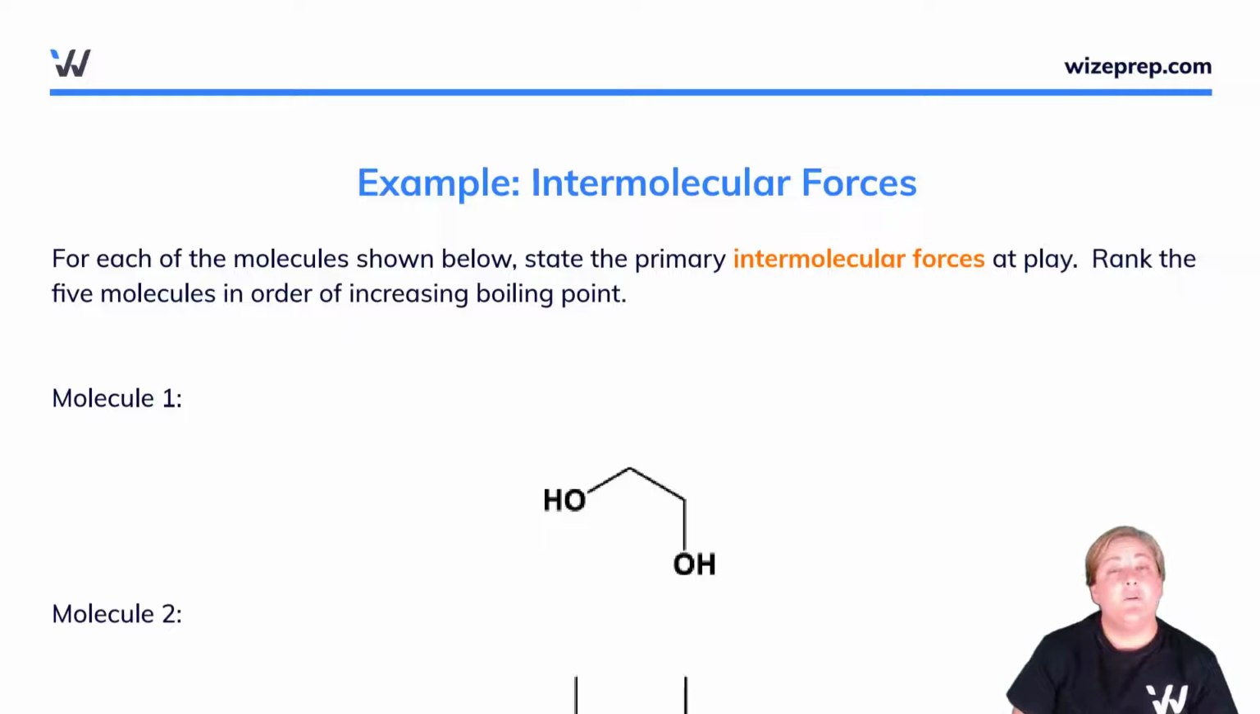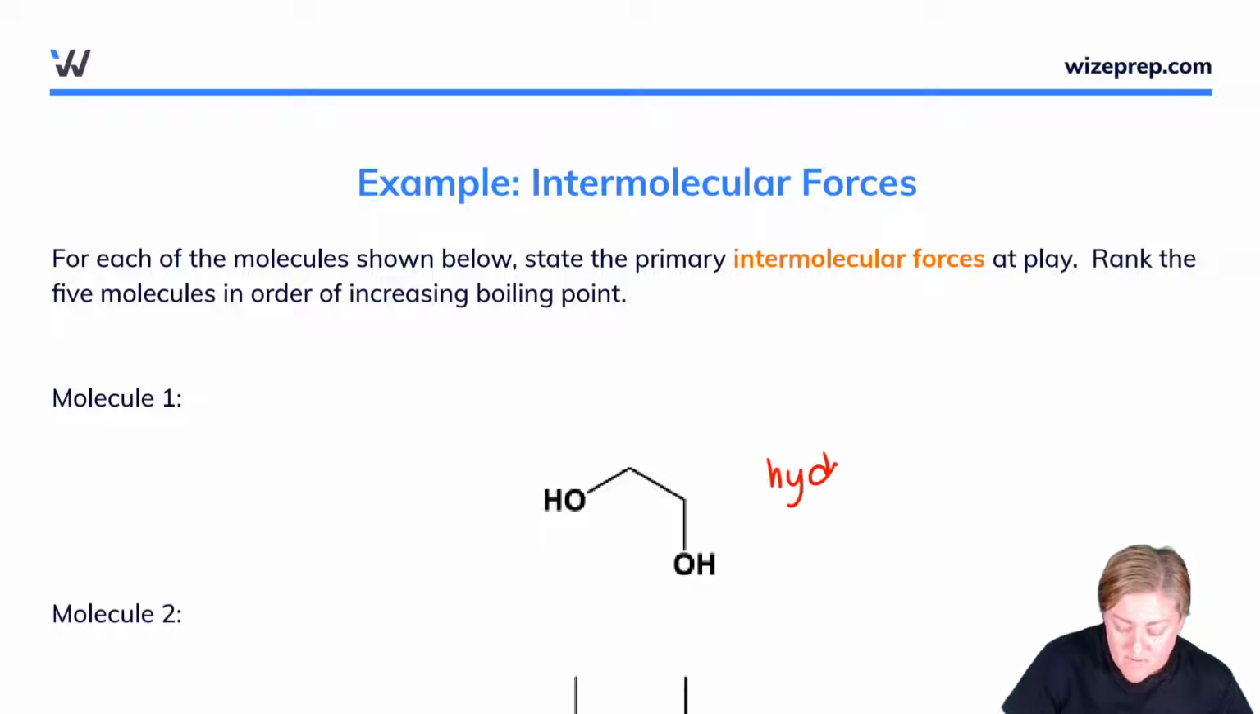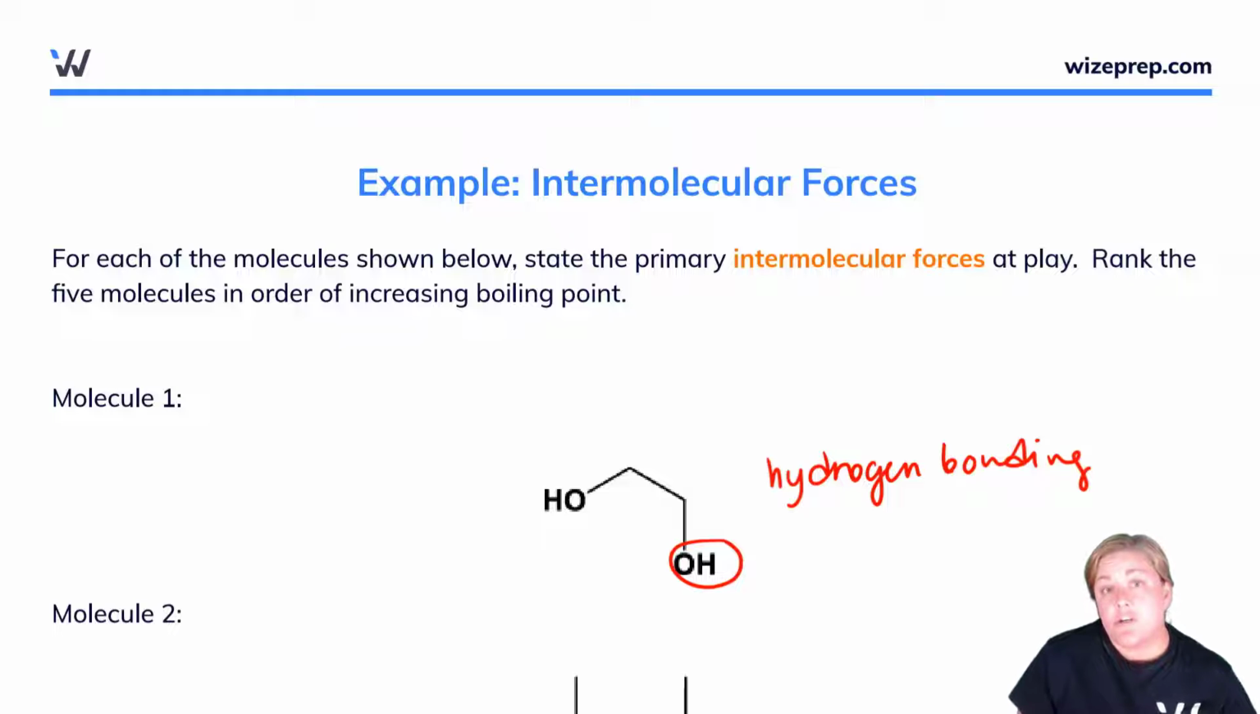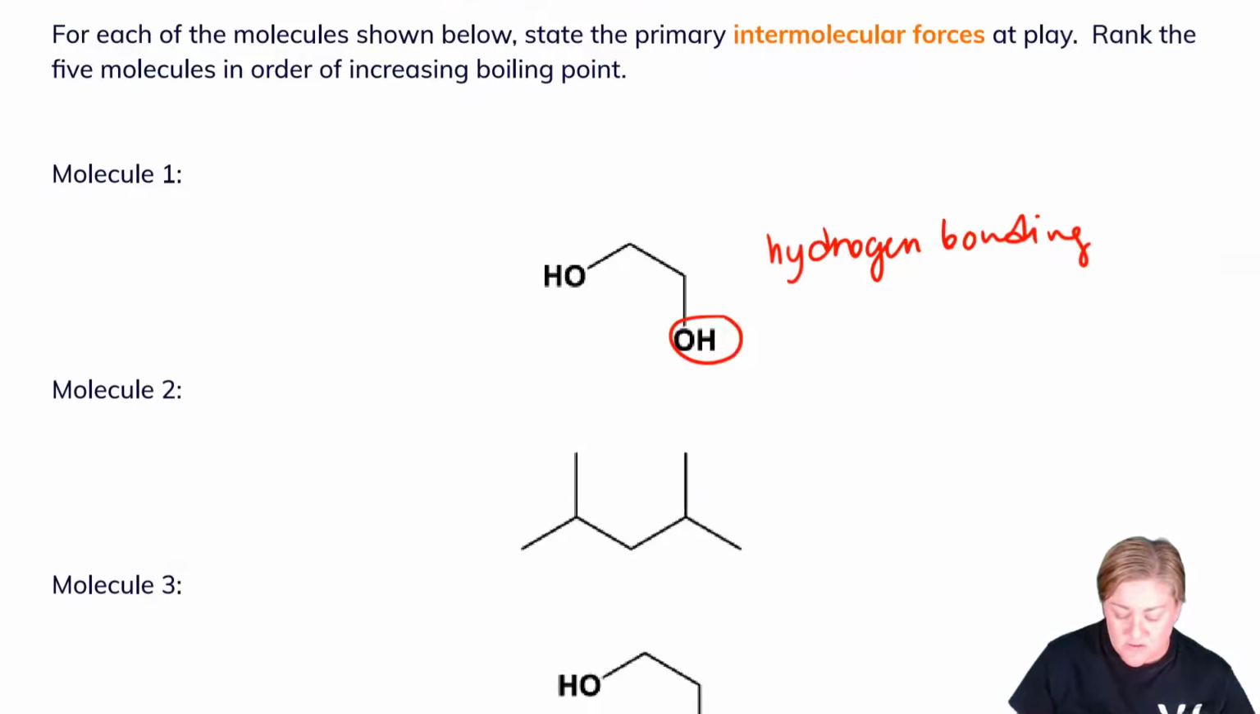So in this question, we're being asked to both name the type of intermolecular forces at play and rank the relative boiling points of each of the 5 molecules. So let's start by looking for the types of forces. In this first molecule here, we're going to have primarily hydrogen bonding. And the reason for that is due to these OH groups, which are both donors and acceptors.